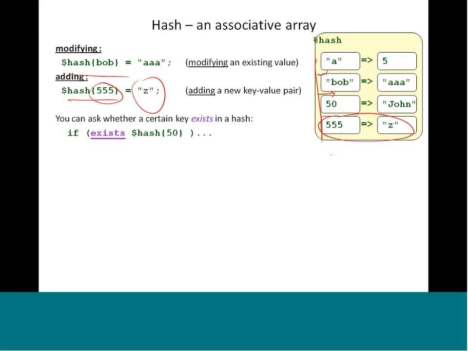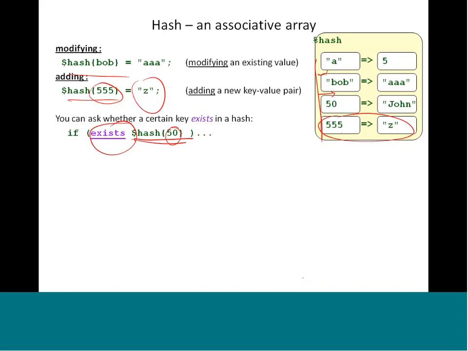The way to check whether a certain key exists is to use this function called exists. So we can say, this is actually doing two things. It's finding whether there's a value that exists corresponding to this key, which is essentially testing whether there is a key existing in there.